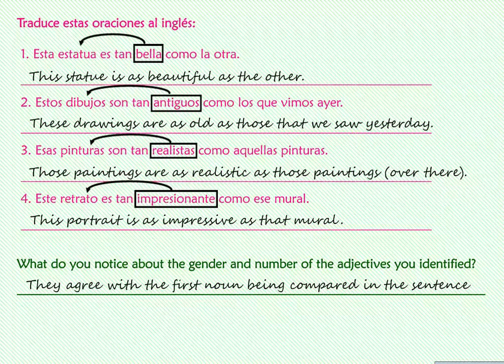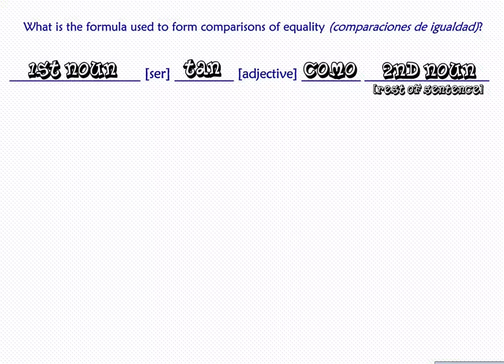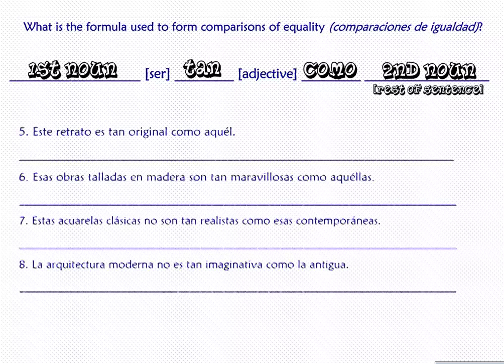Now, let's put it all together. Here's the formula we use to perform comparisons of equality. Wait, haven't I seen this before? Yes, we learned it along with the demonstrative adjectives at the beginning of Spanish 3. Okay, let's take this one step further and translate numbers 5 through 8. The last part of each sentence might seem like an awkward translation, but be sure to write down your best guess before looking at the answers. Pause the video now.